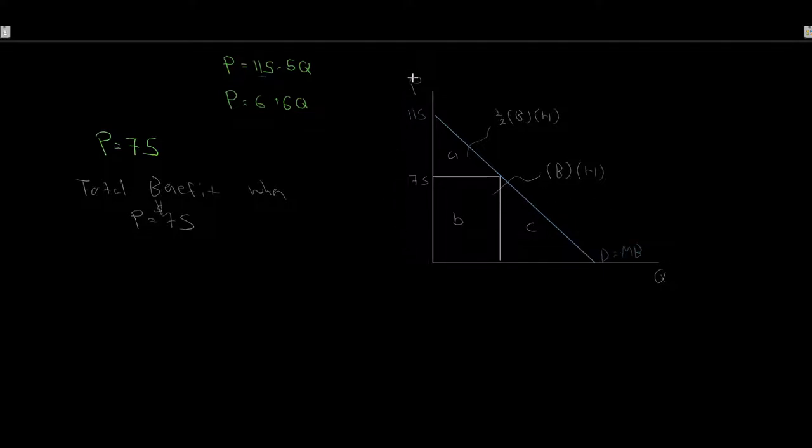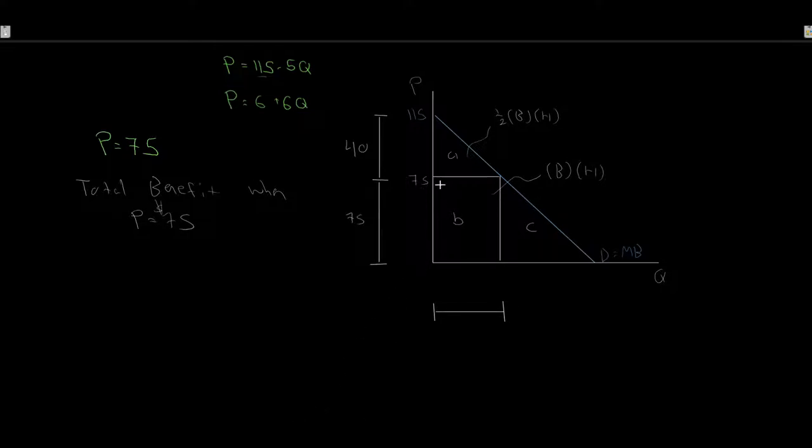In this case, I know my heights right off the start. I know 0 all the way up to 75, and 75 all the way up to 115. So what's the height of B? 75. Height of A, 115 minus 75 is 40. So I have my heights. The question remaining is, what is my base of these? I don't know what my quantity demanded is at a price of 75. I need to solve for that.